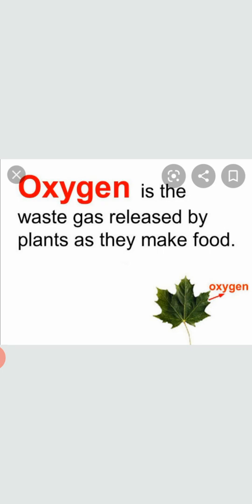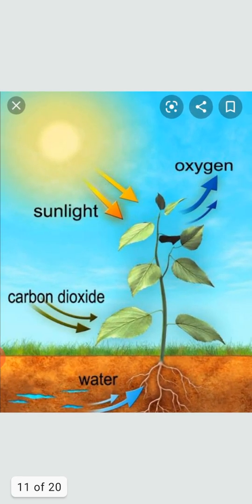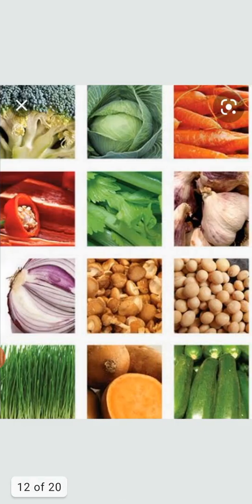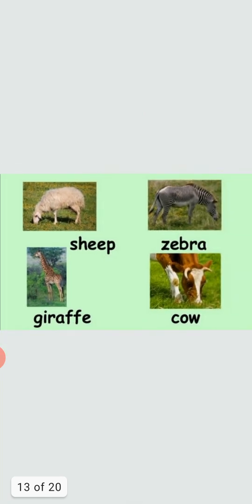Plants use carbon dioxide during photosynthesis and release oxygen, which human beings and animals use to breathe. So, animals and human beings depend on plants for oxygen. Second is food. Humans and animals take in ready-made food prepared by the plants. So animals and human beings depend on plants for food. We can't imagine our life without plants.